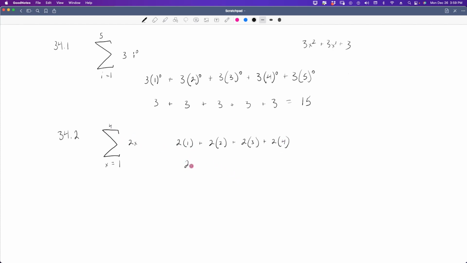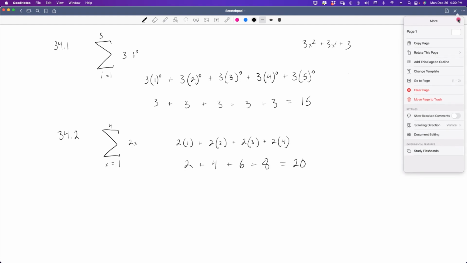2 times 1 is 2, plus 2 times 2 is 4, plus 2 times 3 is 6, plus 2 times 4 is 8. 2, 4, 6, 8. We add those together, and that's going to be 20. Easy peasy. These are super, super easy. They're kind of actually fun because it's just a pattern. I love patterns. That's one of the reasons why I do like math, is the pattern and the orderliness that comes with it.